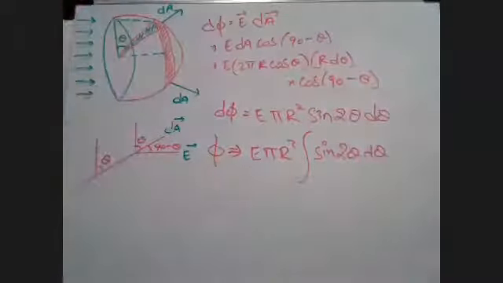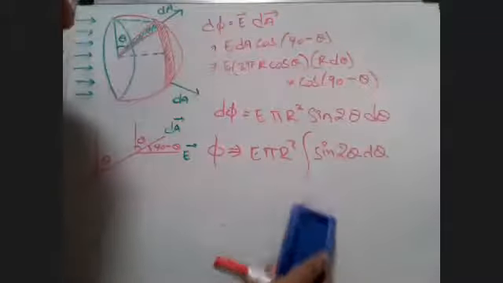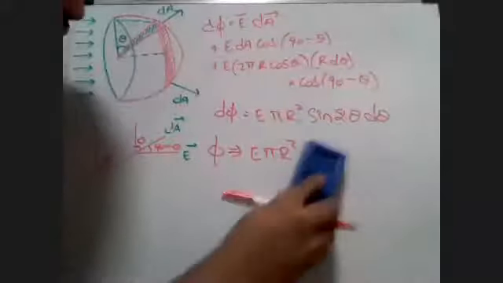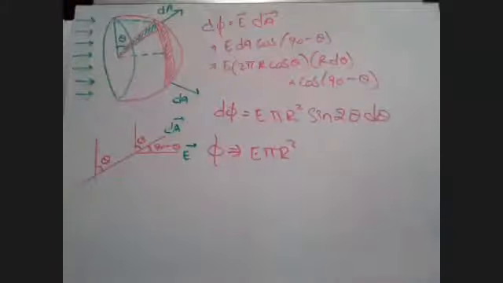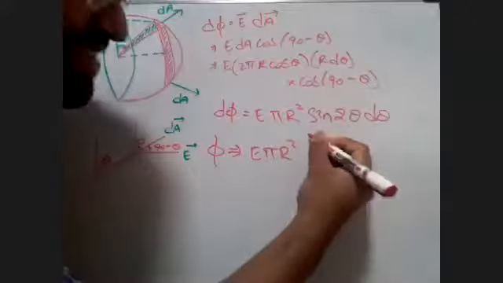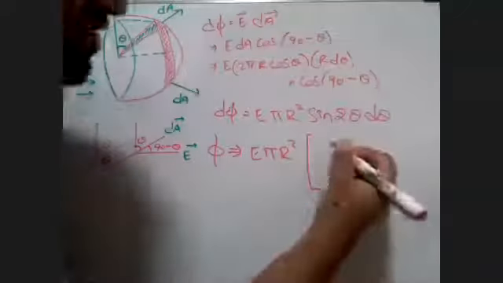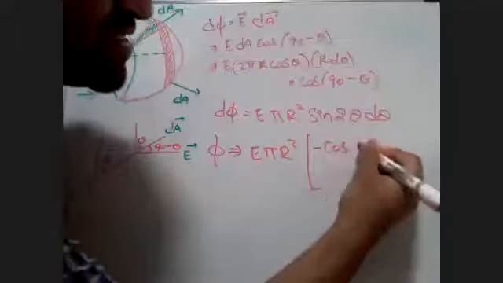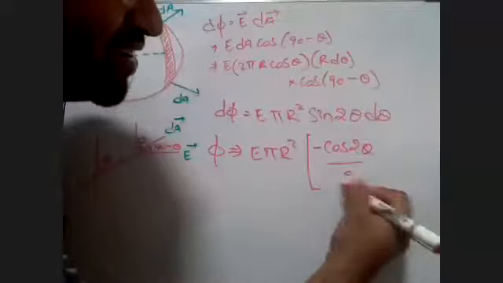What is sin 2 theta d theta integration? Fast, quick. Minus cos 2 theta by 2. Yeah, the one who said minus cos 2 theta by 2, good answer. So, anyways, I'm enjoying this. So minus cos 2 theta by 2.